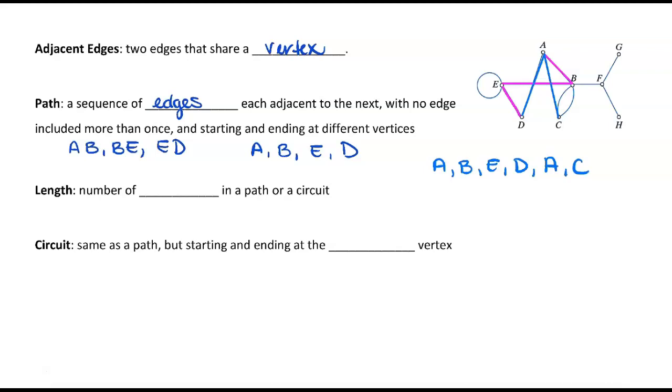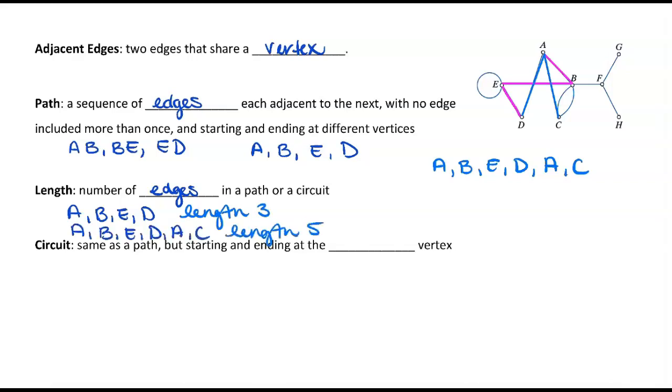Notice that we visited vertex A more than one time. The only thing that we cannot do with a path is travel over the same edge more than once, but we can visit a vertex more than once. The length of a path or a circuit is the number of edges included in that path or circuit. That means that our first path, ABED, has length 3, and our second path, ABEDAC, has length 5. Remember, we're counting edges, not vertices.